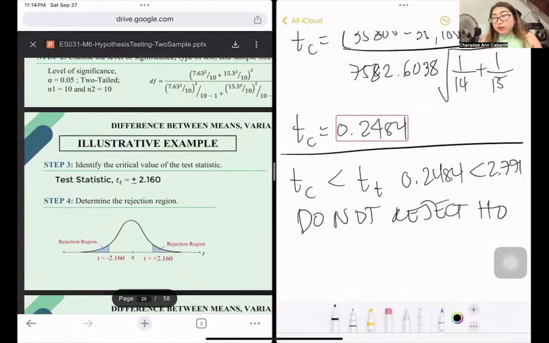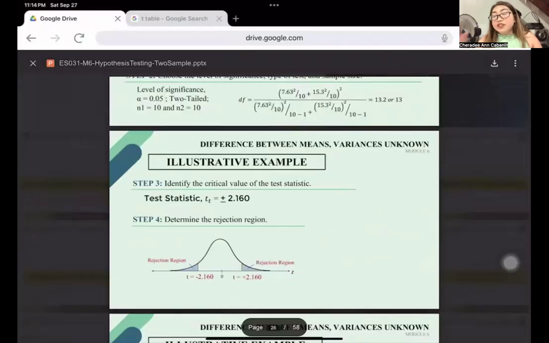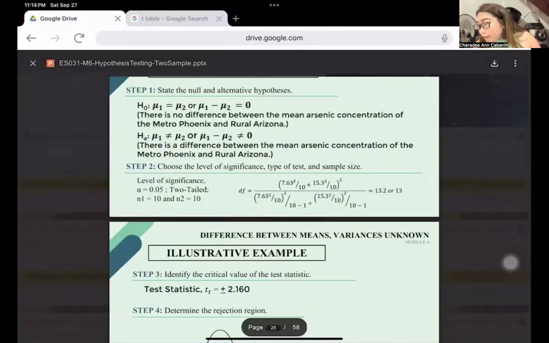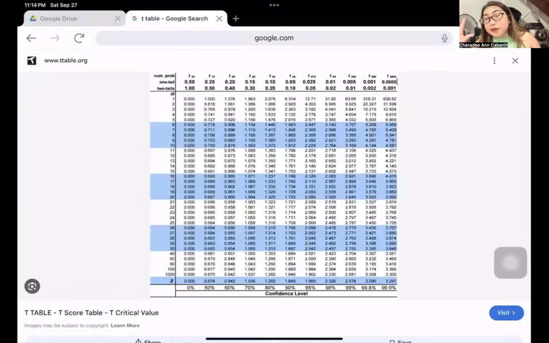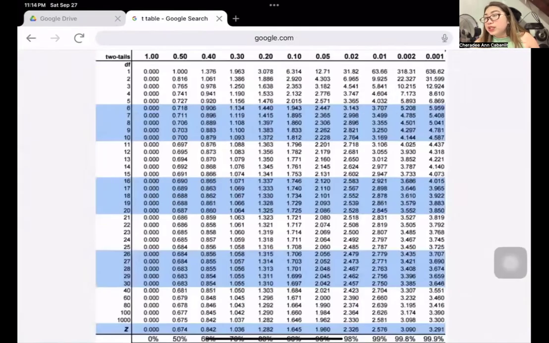And then you do the test statistic gihapon, the one we did a while ago. Since the DF is 13 at 5%, two-tailed. So two-tailed at 5%, 0.05. Degrees of freedom is 13. So that's why the answer is 2.160. Okay, so when you look at the T-table, it's 2.160.